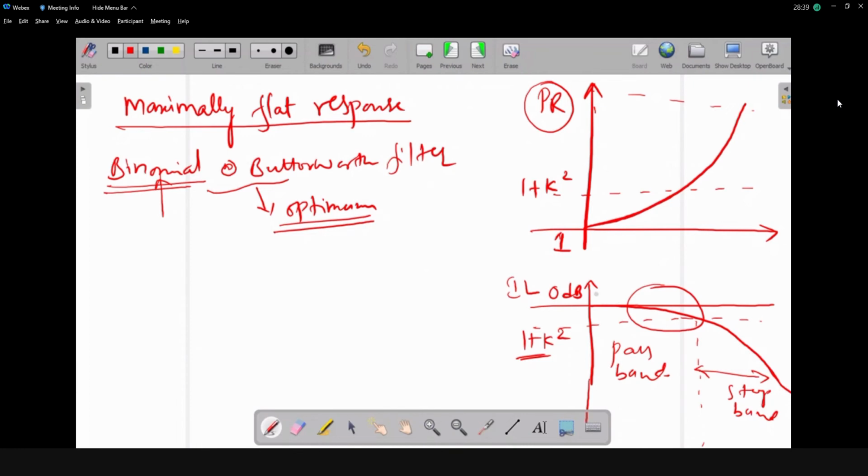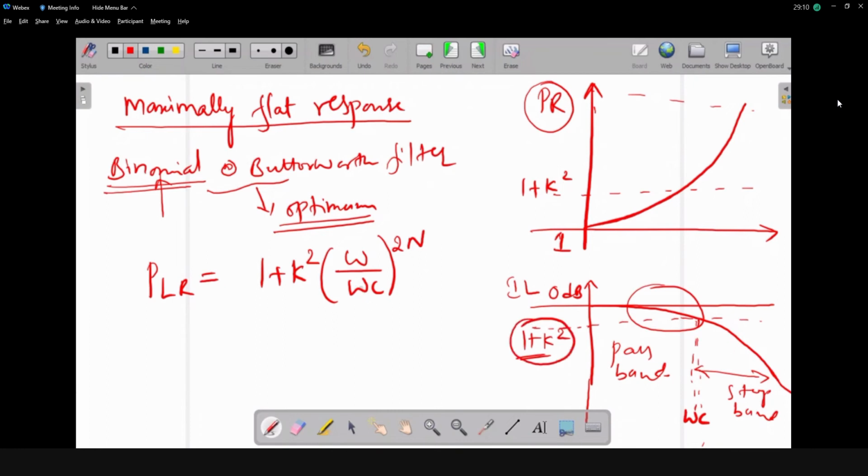Now if you see the low pass filter, whatever we designed here, that is the response we have. We can express that filter response in terms of the insertion loss or power loss ratio, that is PLR, which is equal to 1 plus k square into omega by omega c whole power 2n. Here omega c is the cutoff frequency, where we have the magnitude value of 1 plus k square, because this is your omega axis. When omega becomes equal to omega c, you get the magnitude value of 1 plus k square.